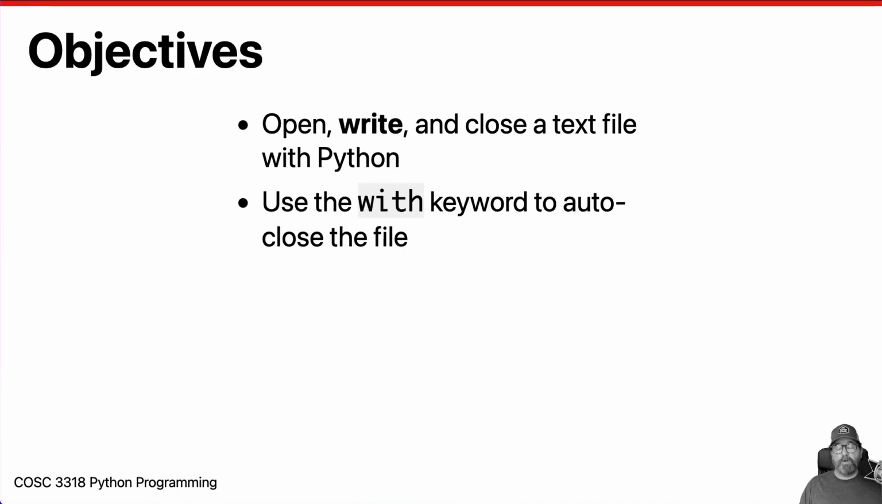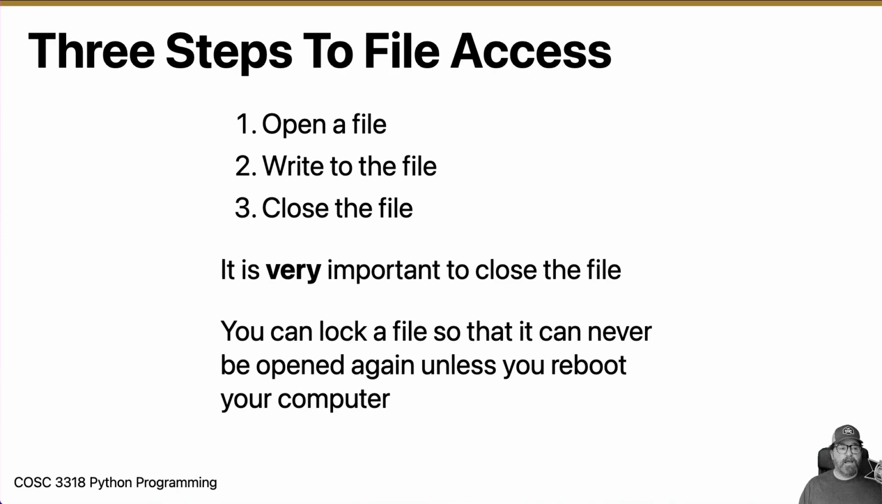Because I'm only going to go over the part that's different, there's only two learning objectives here: how to write a text file, and how to use the with keyword again. Okay, so I'm going to talk about the with keyword again because it's really cool and really important. So again, the three steps are open a file, write to the file, close the file. I'm not going to go over all of the intricacies of open a file. Go watch reading a file to see that.